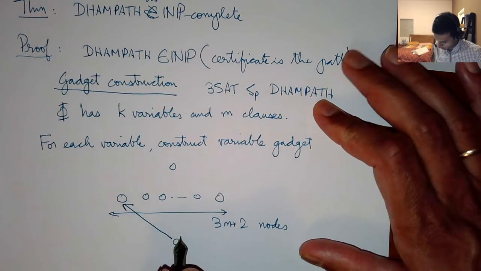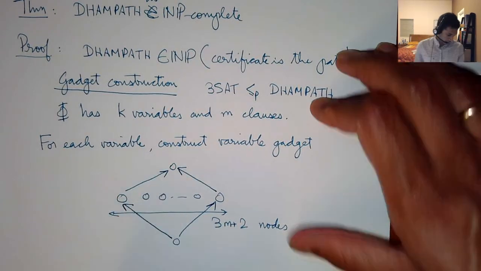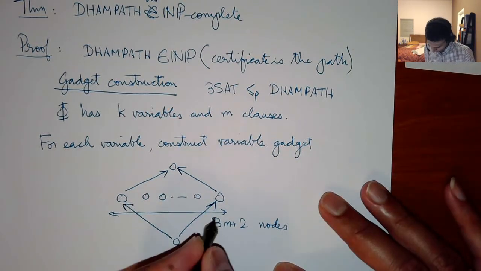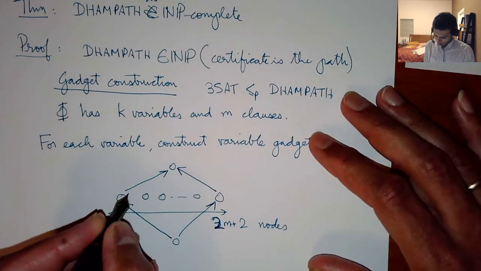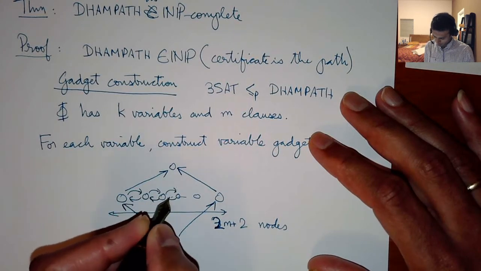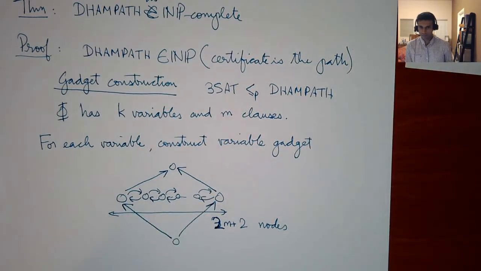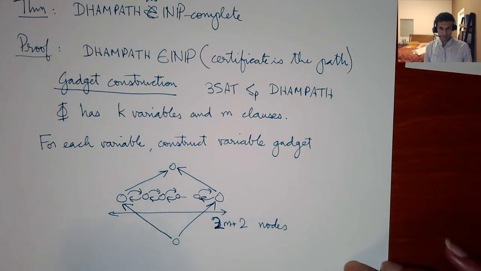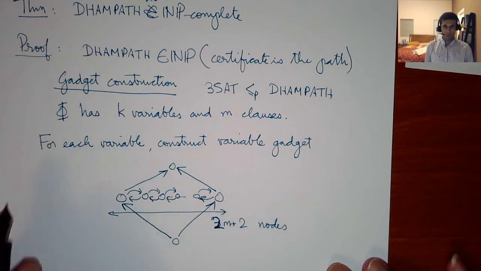We're going to put an edge from here to here, there to there, and sorry, it's not 3, but 2m plus 2. Okay, and then we're just going to put edges that go back and forth between this. So you have a chain of 2m plus 2 vertices in the middle, and then you can go this way or you can go this way.